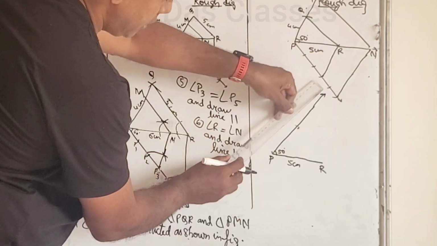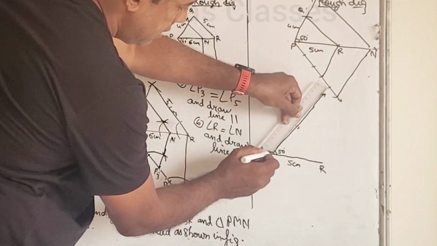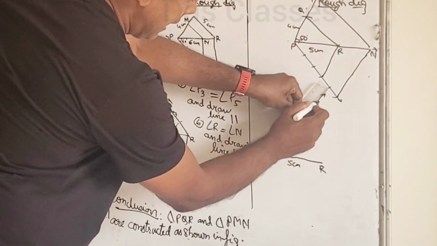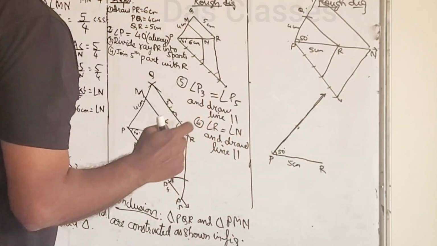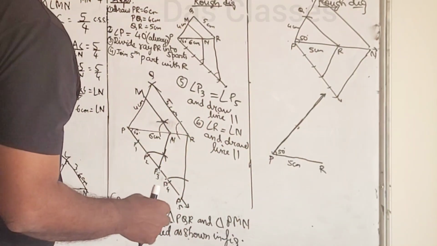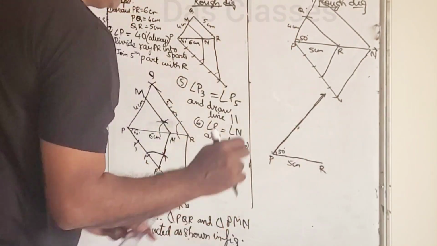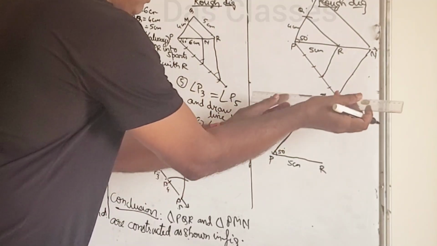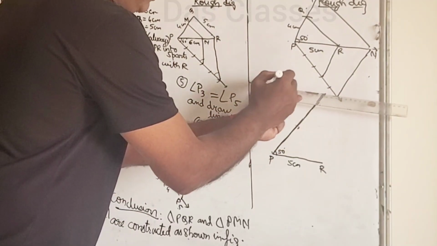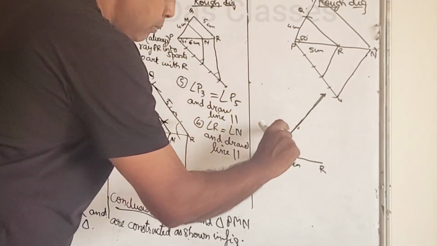We'll join this. We'll use a scale, no freehand. We'll not be drawing anything freehand. We have to use the scale and exact lengths. Now PQ is 4 centimeter. Take it on the scale, 4 centimeter. Mark it, and then with the rounder you mark that.